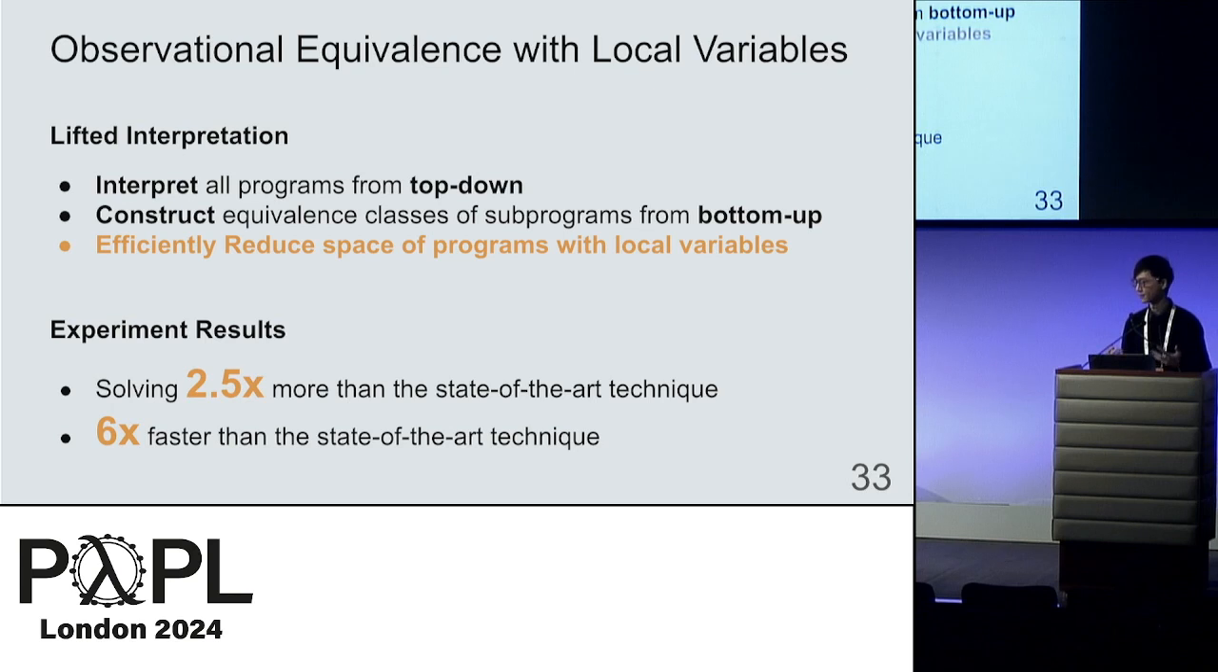So here's the final page for takeaway. We proposed lifted interpretation, which is to interpret all programs from top down and construct equivalence classes of subprograms from bottom up. In this way, we can efficiently reduce the space of programs with local variables. And we outperform the state-of-the-art technique, solving more benchmarks and using less time on the web automation benchmarks.